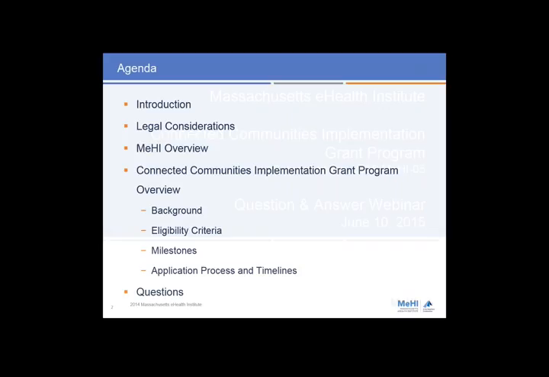As part of today's agenda, we're going to walk through a bit of an introduction of the grant program process, legal considerations, and give you an overview of MeHI. Then we'll dive into the Connected Communities Implementation Grant Program specifically, offering a little background, going over the eligibility criteria, milestones, and application process and timelines. We'll then open it up for questions. I'll work to make the opening part of this roughly 35, maybe 40 minutes, leaving a good 20 minutes for questions.